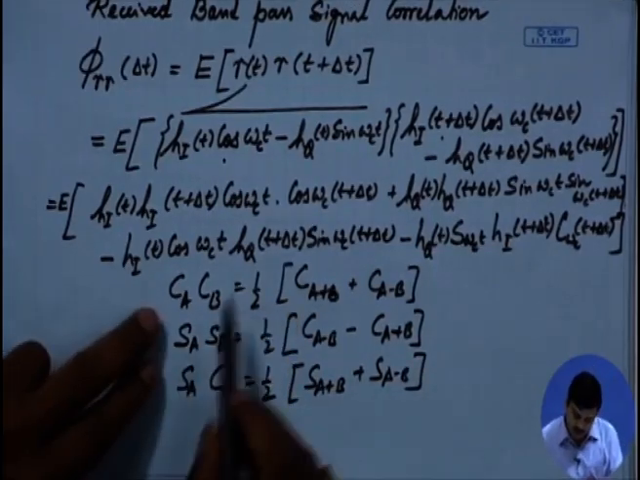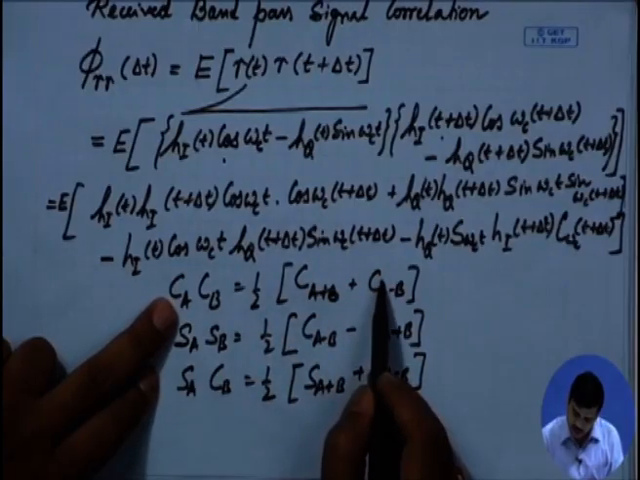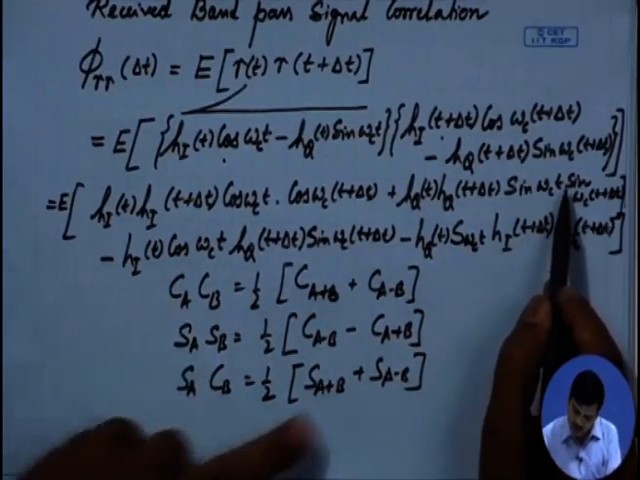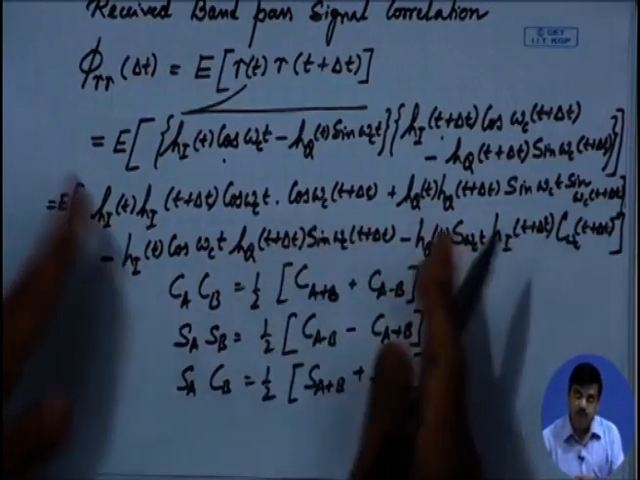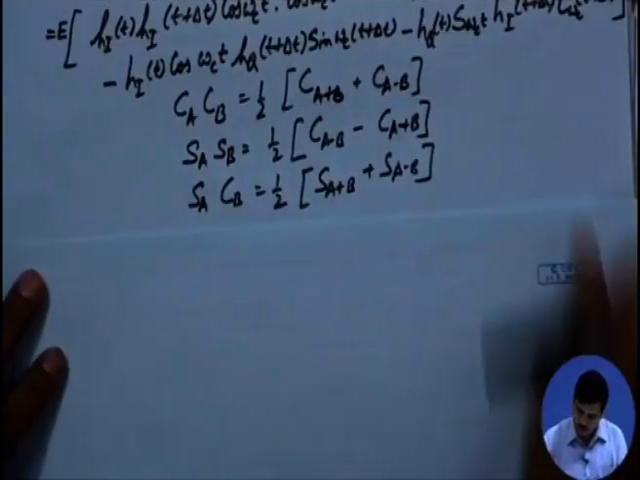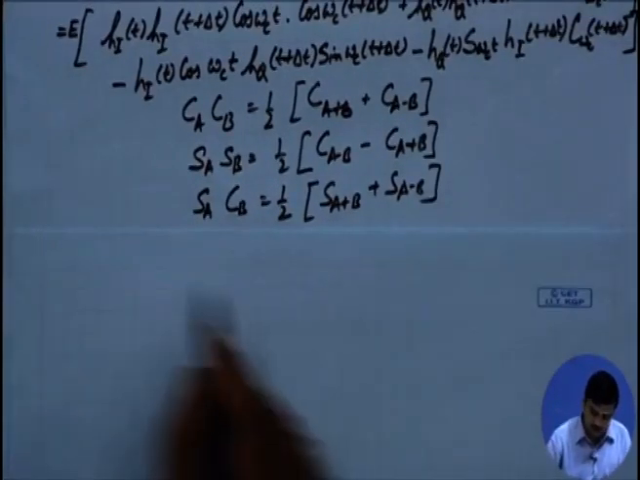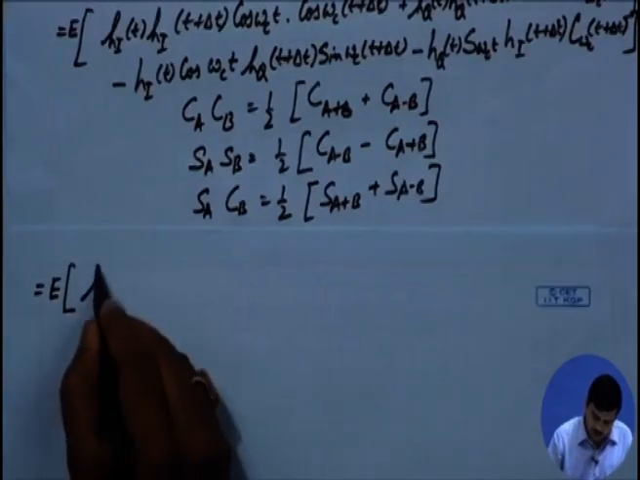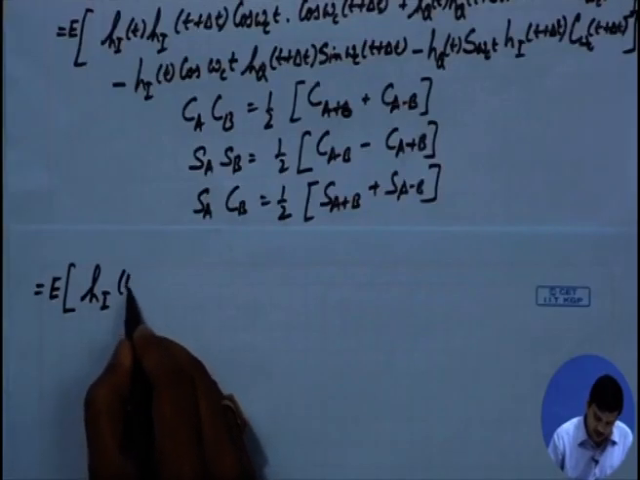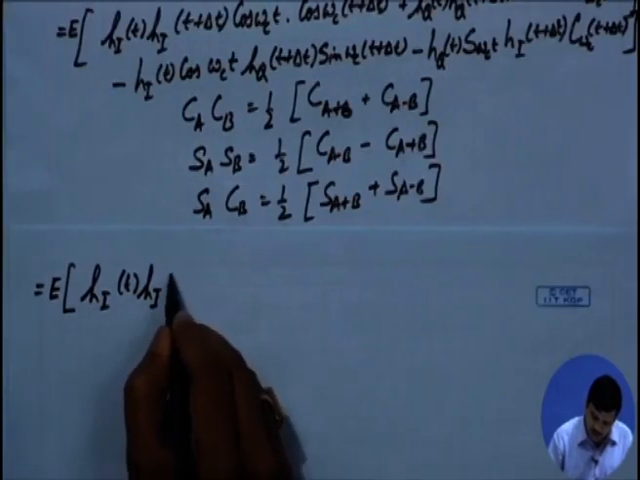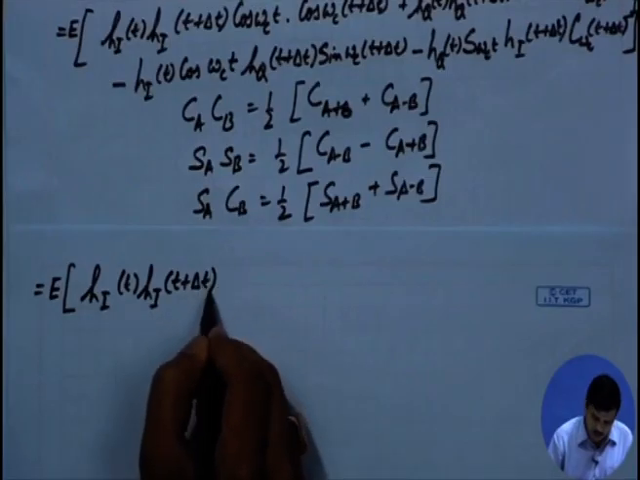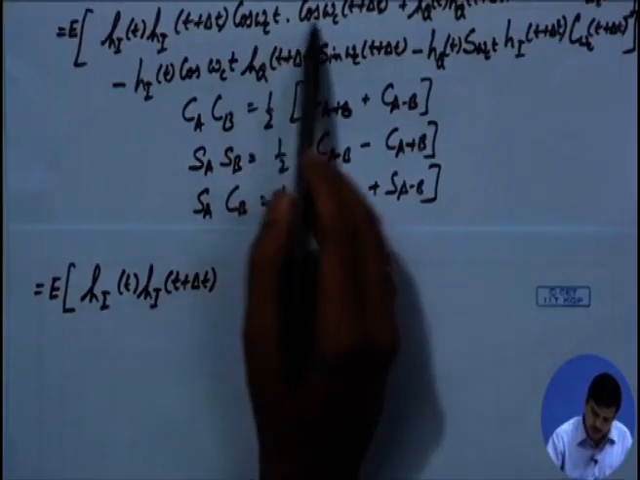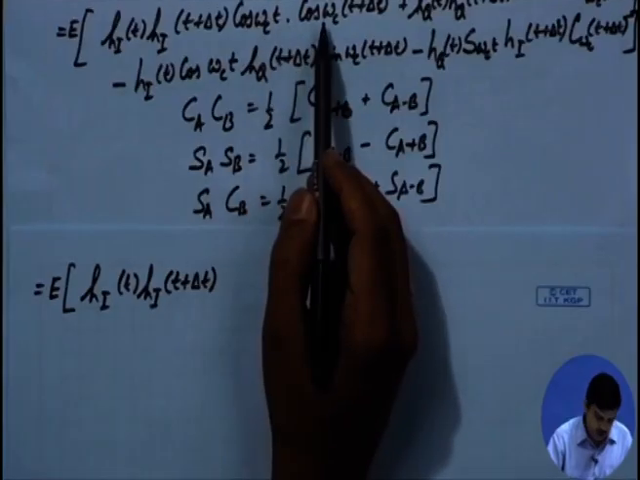So using these, like we have cos A cos B, we can apply this expansion, sin A sin B, we can again apply this, and so on and so forth. We will be able to reduce this expression. So as we go ahead with this expression, we would still keep the E operator. So we have hi of t, hi of t plus delta t. So we have cos A cos B.